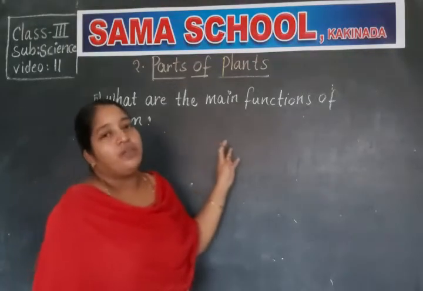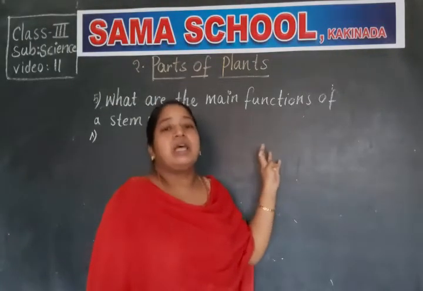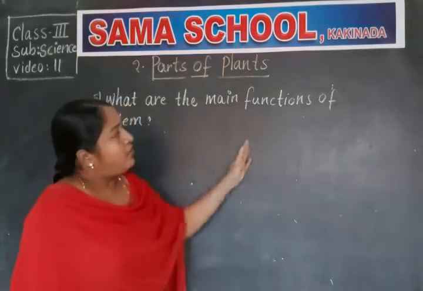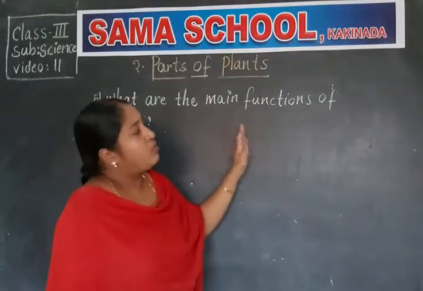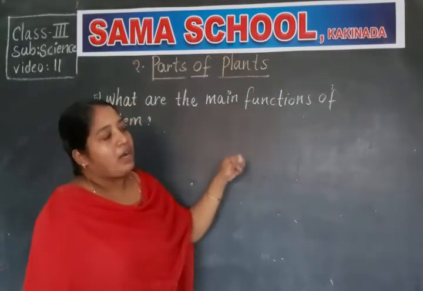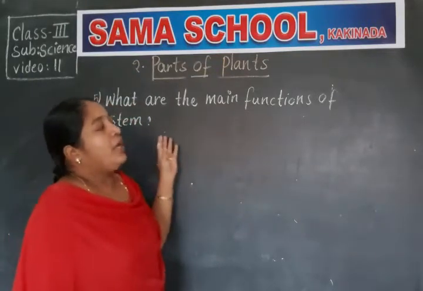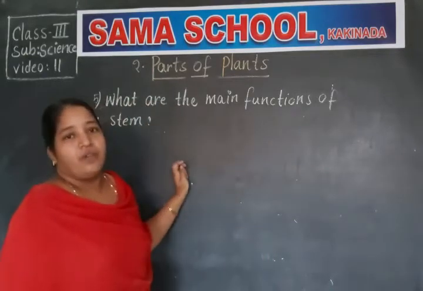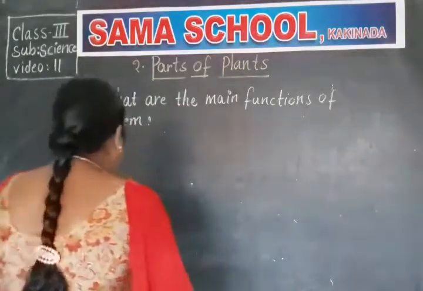And the main function of the stem is it gives support. It gives support for the entire plant. Because of the stem only, the plant stands very straight and is strongly fixed in the ground. So it gives support to the plant. So these are the three functions of a stem. I will write them one by one on the board.